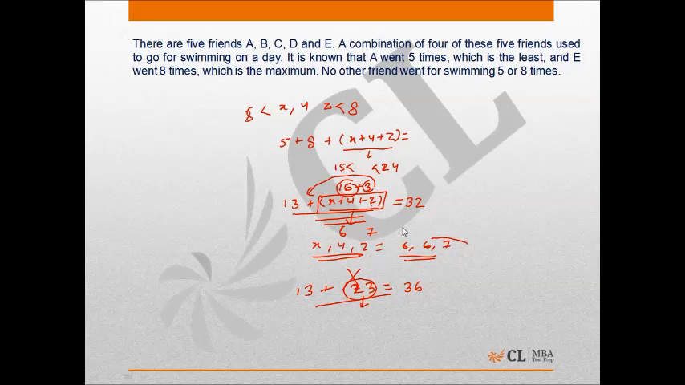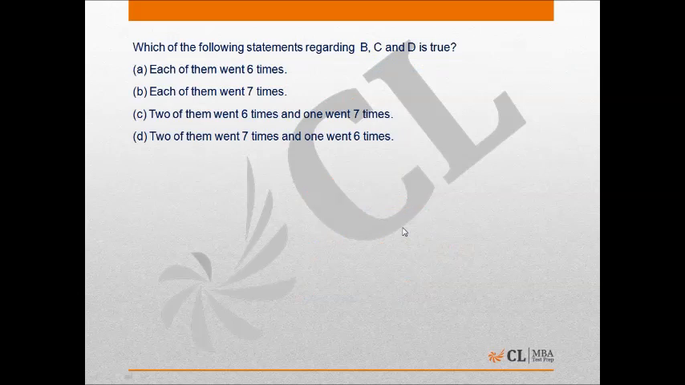So now come to the first problem, which asks which of the following statements regarding B, C, and D is true. Each of them went 6 times. No, it's not, because one person went 7 times. Each of them went 7 times. It is also not true, because exactly one person out of these three went 7 times. So statement B is also wrong.